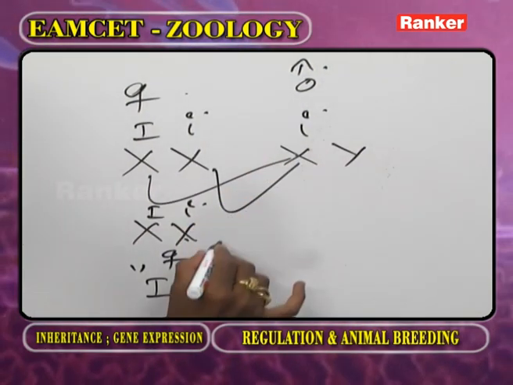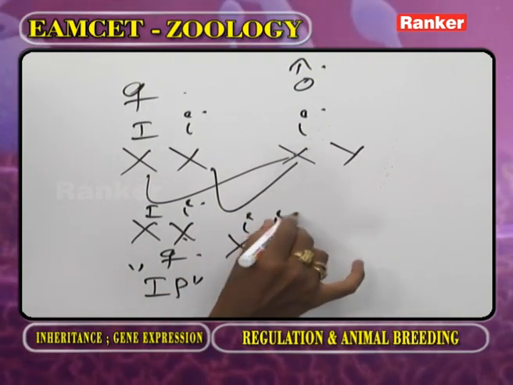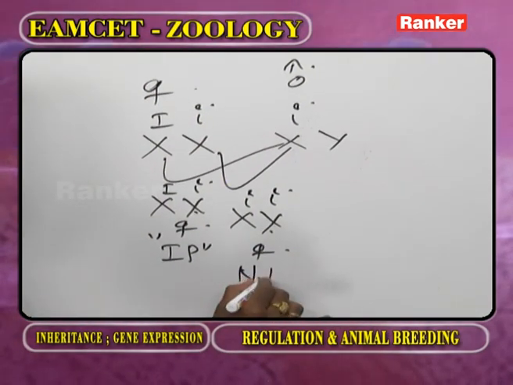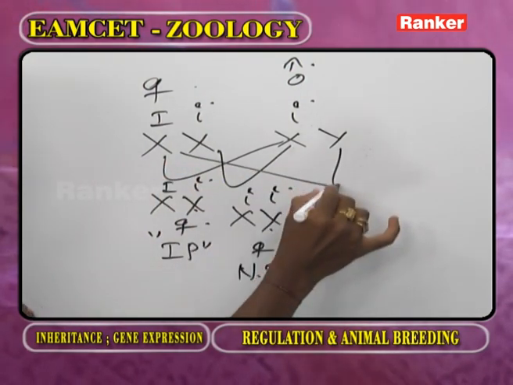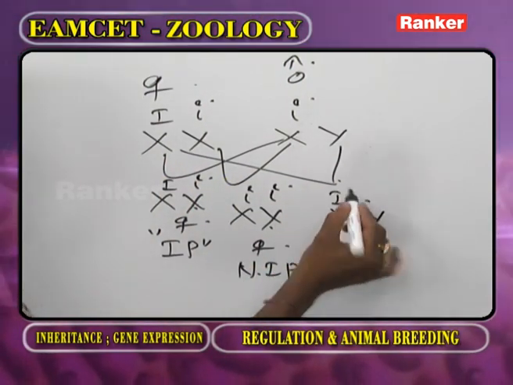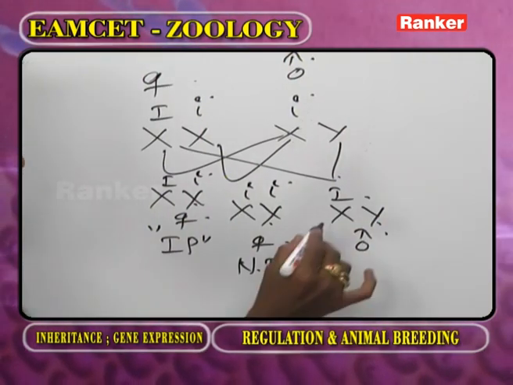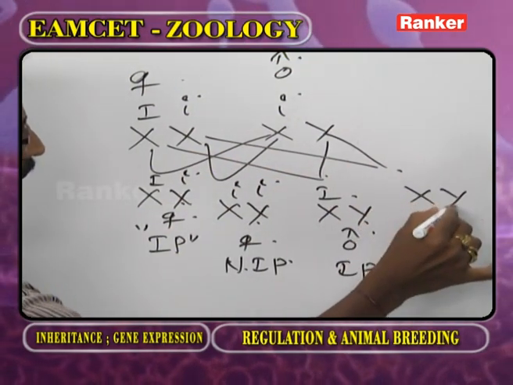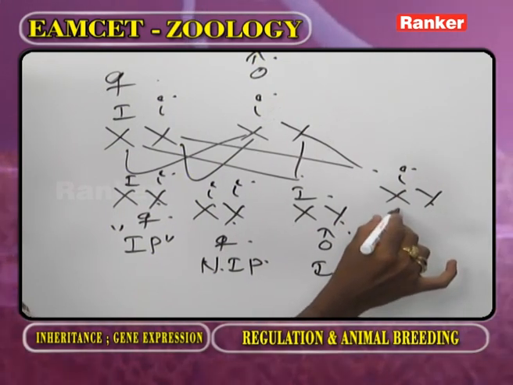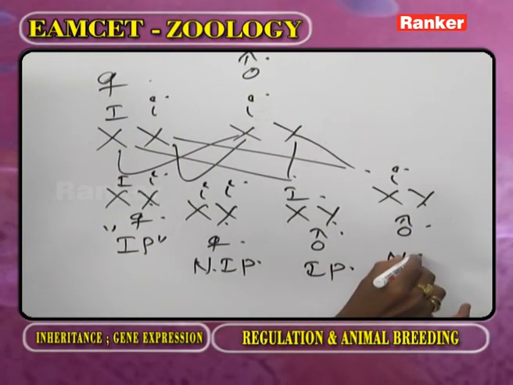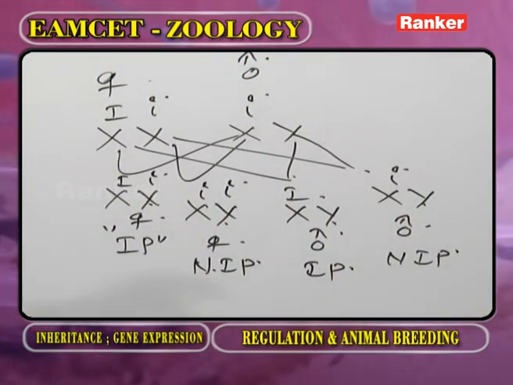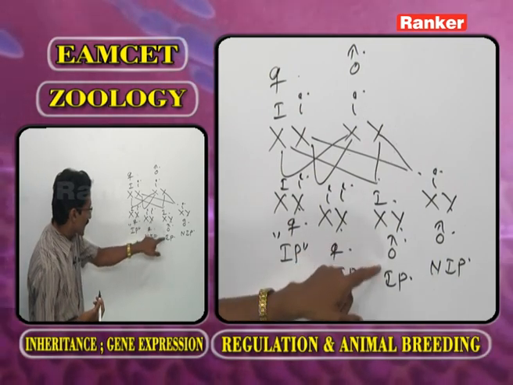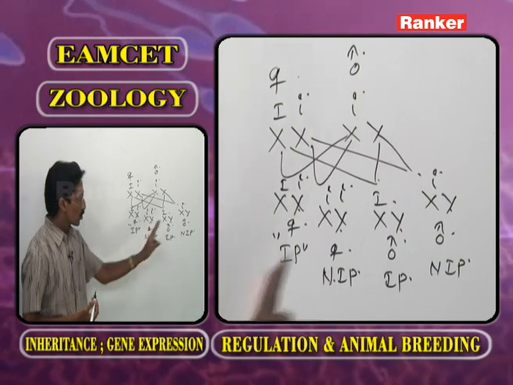Okay. Now we go for this cross. Small i, small i. This is female, but no incontinentia pigmenti. N means no incontinentia pigmenti. Now we go for this cross, XY, capital I, XY, male, now suffering from incontinentia pigmenti. Now this one, XY, small i. Now XY, so male. N means no incontinentia pigmenti. Now as we observe, one daughter has the disease, one daughter has not. One son has the disease, one son has no disease.